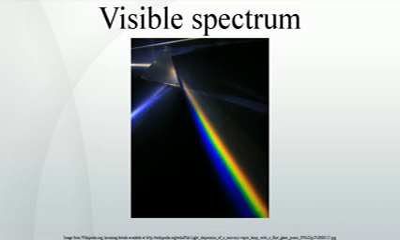Visible spectrum. The visible spectrum is the portion of the electromagnetic spectrum that is visible to the human eye.